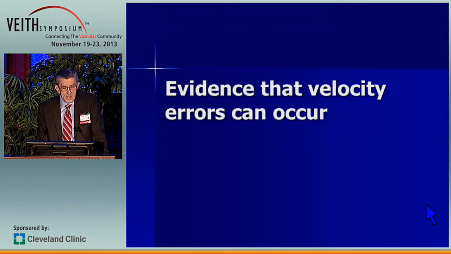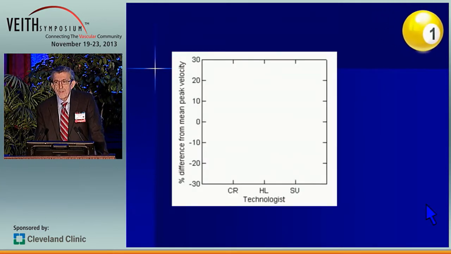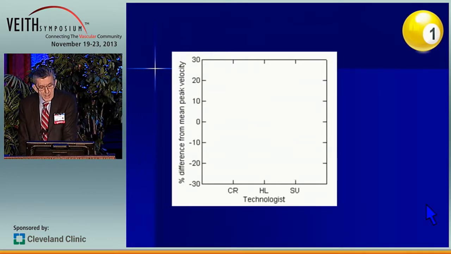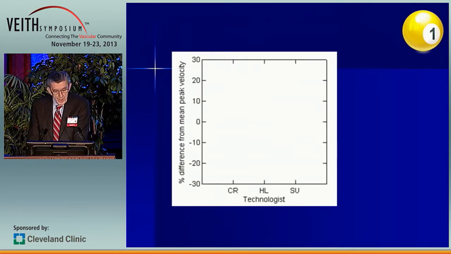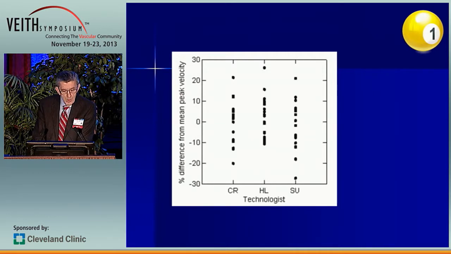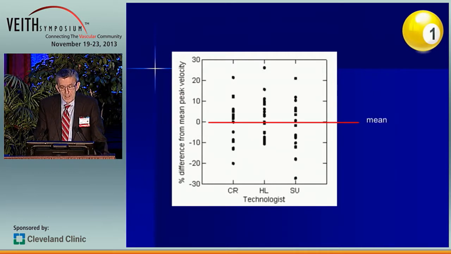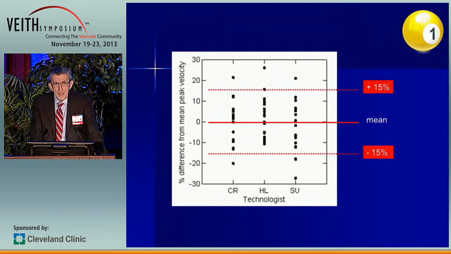So what is the evidence that these errors can occur? I'm going to present 4 brief bits of evidence. First of all, this was a flow model study that we did with 3 ICAVO trained technologists, and we showed that if the mean measurement error was 0, in these tubes, the variability of the measurements was plus or minus 15%.